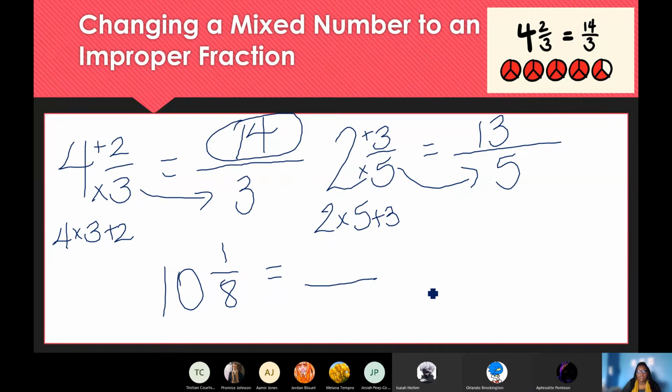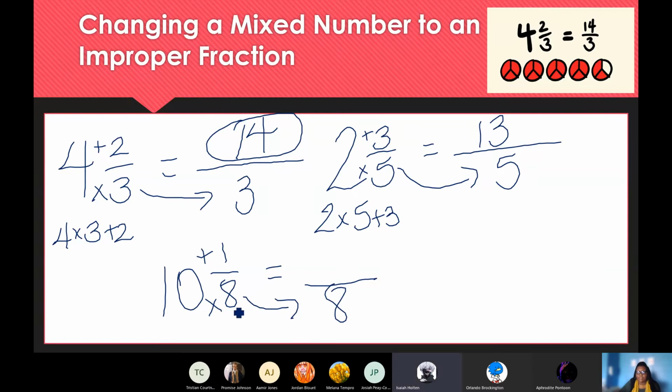Okay, Isaiah, if you would please tell us, what is the improper fraction here? 88. 88? Yes. Not 88ths. Wait, 18, isn't it? 18? No. Let's do this together, Isaiah. Remember, we're going to drag my 8 over. You had that correct. Good job.